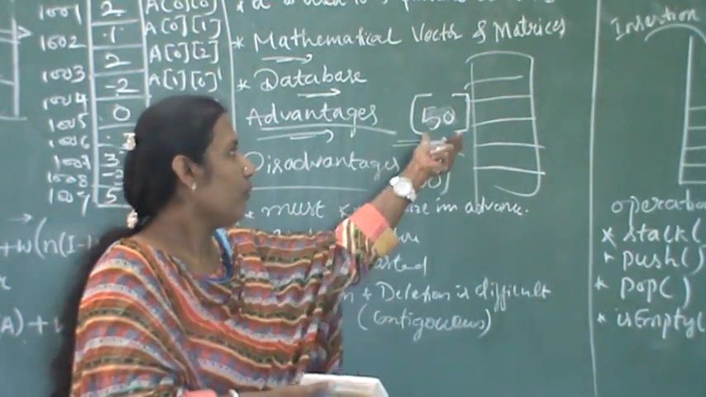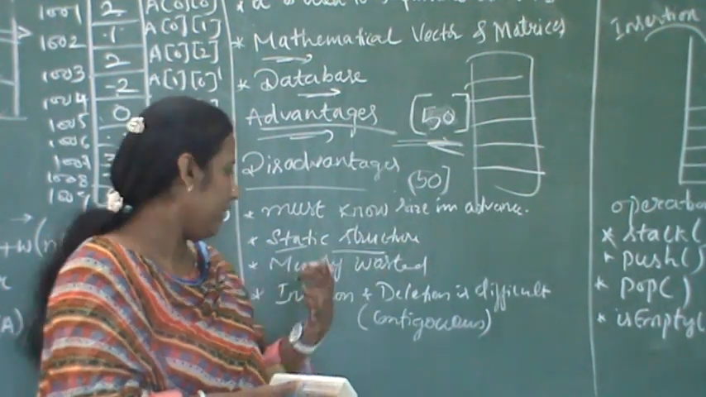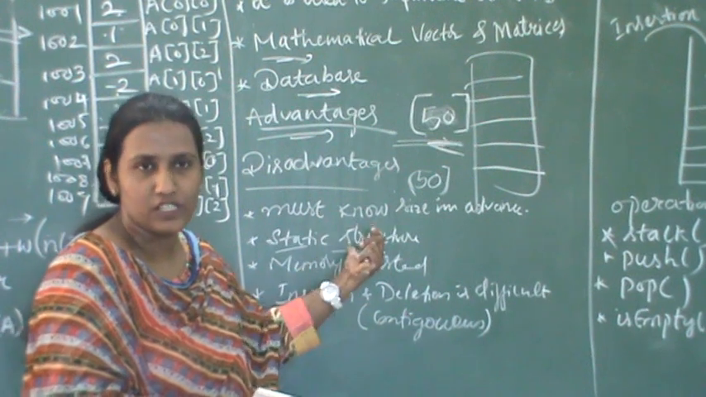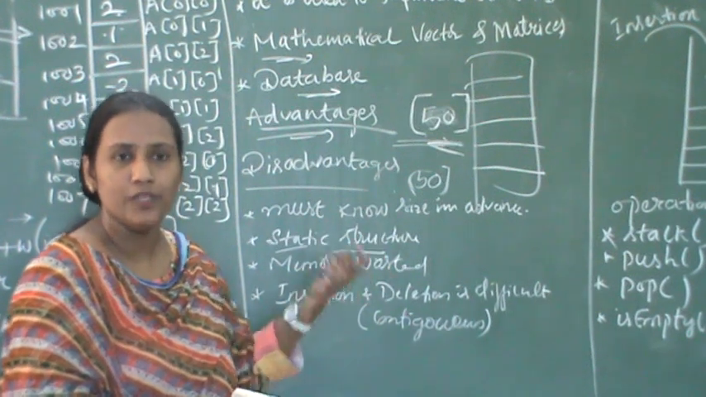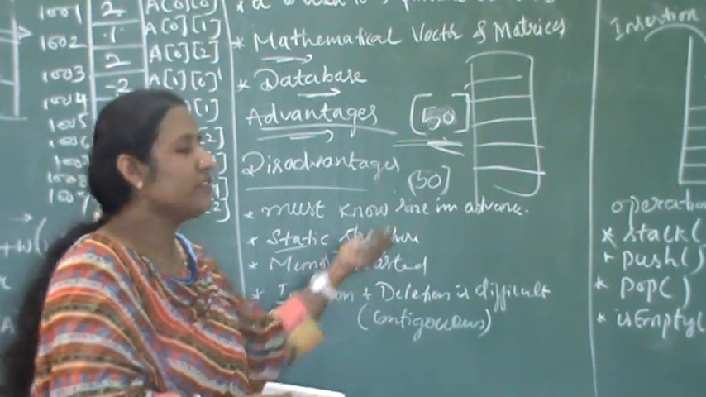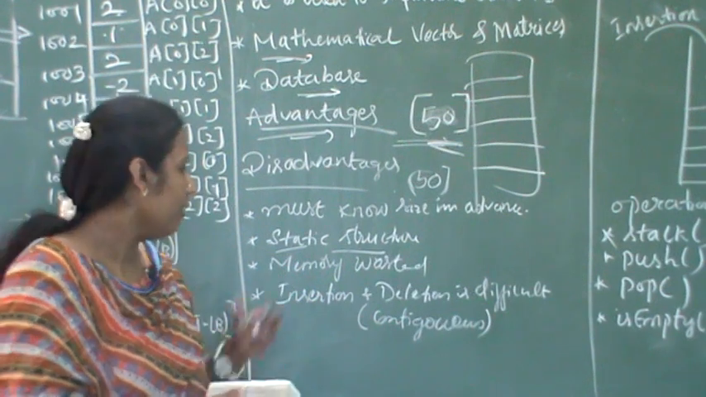Whatever the array will be, it will be created statically, so the memory will get wasted. It is a static structure, so the size is fixed. We cannot change the size of the array during the execution. Hence the memory will get wasted. That is also one of the disadvantages of this array.